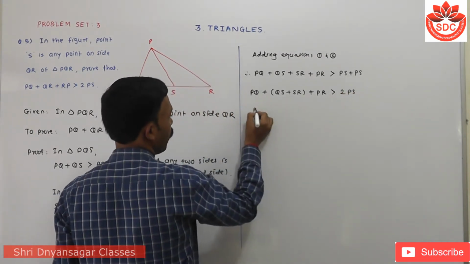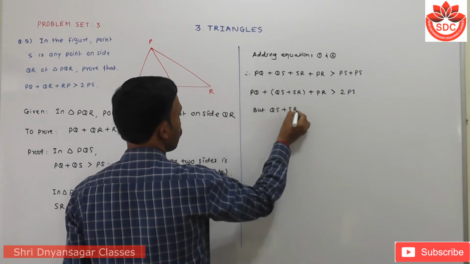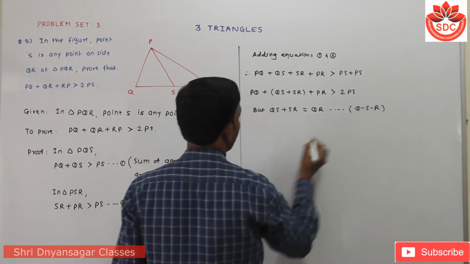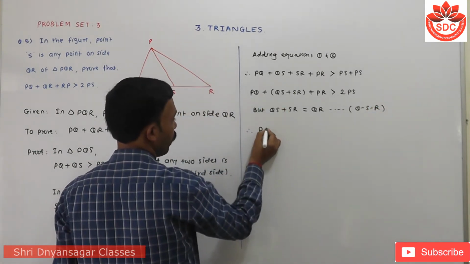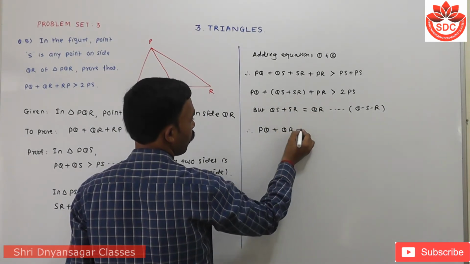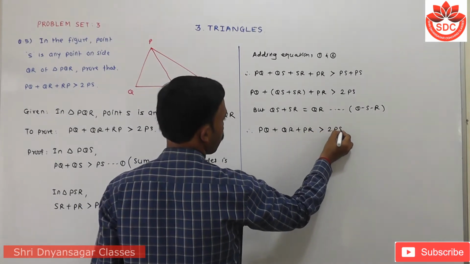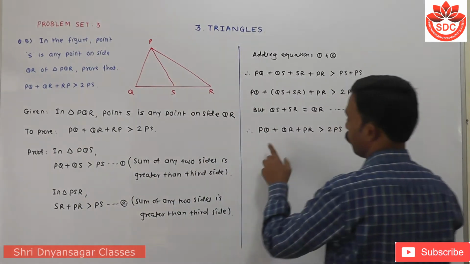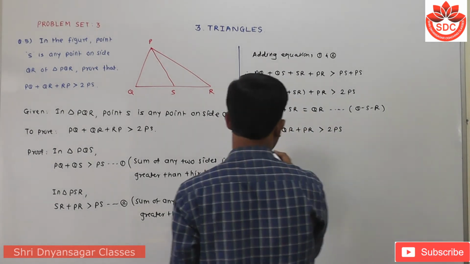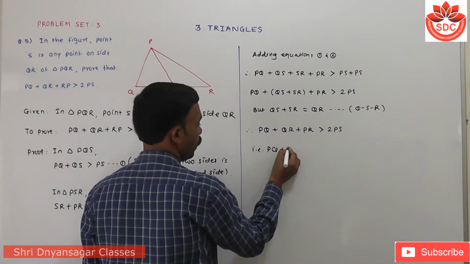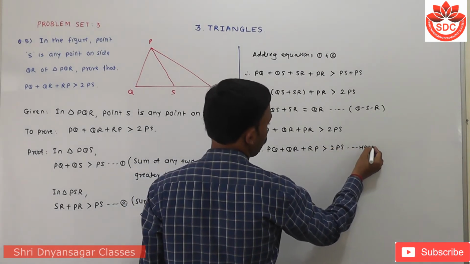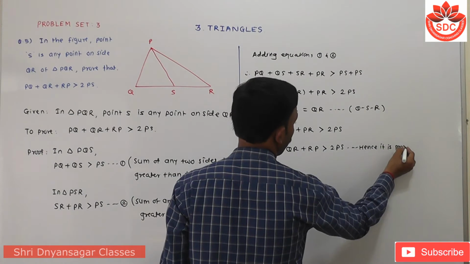Now I have to substitute, but QS plus SR is equal to QR because Q-S-R are collinear. Therefore, by using these two, we write here PQ plus, this value QS plus SR becomes QR, plus PR is greater than twice PS. Observe carefully, PQ plus QR plus RP, means PR, is greater than twice PS. That is, I have to write again here PQ plus QR plus RP is greater than twice PS, and hence it is true. Can you understand?